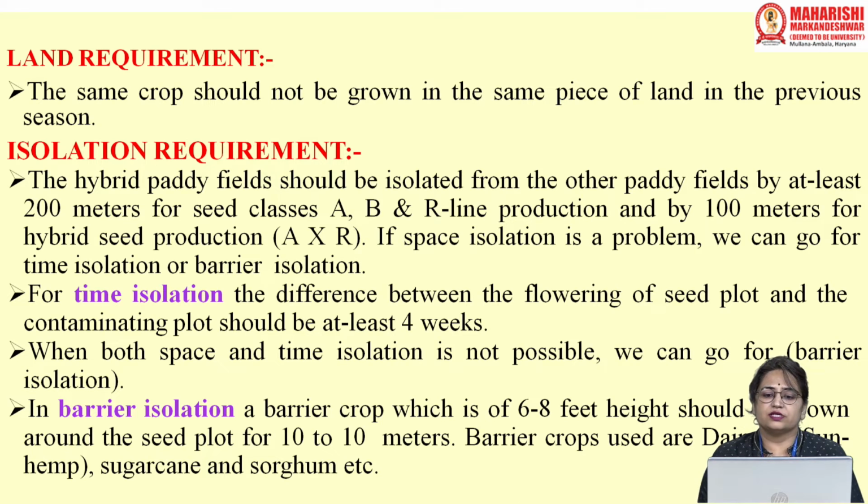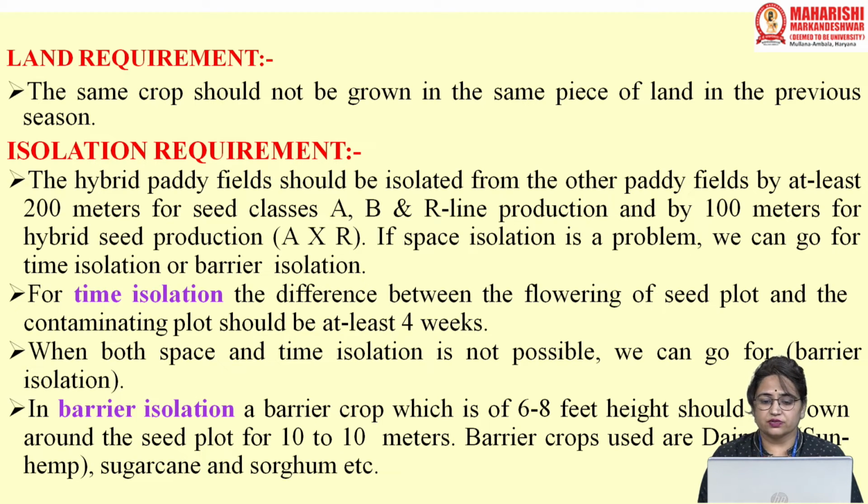For time isolation, the difference between the flowering of the seed plot and the contaminating plot should be at least 4 weeks. In case of time isolation, we can go for different sowing dates. So, if you go for different sowing dates, then there will be no synchronization of male and female. When both space and time isolation are not possible, then we can go for barrier isolation.